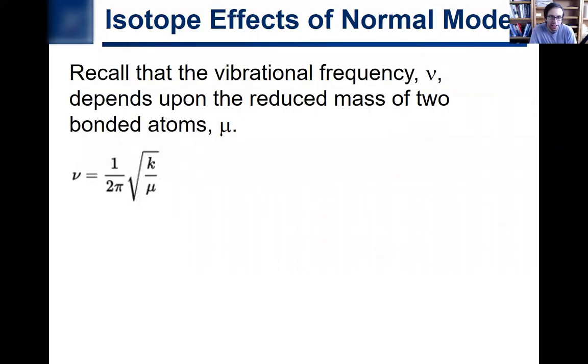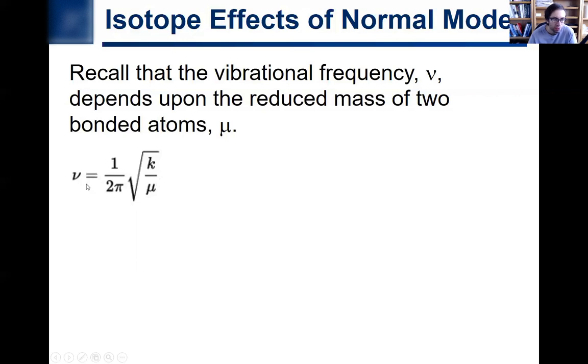Okay, so one little aside that I wanted to bring up at this point, because it's something you see a lot and it's useful experimentally, is the isotope effect, right? Changing the isotope of the atoms in a molecule will change the frequency of stretches and bends. And this depends upon this formula.